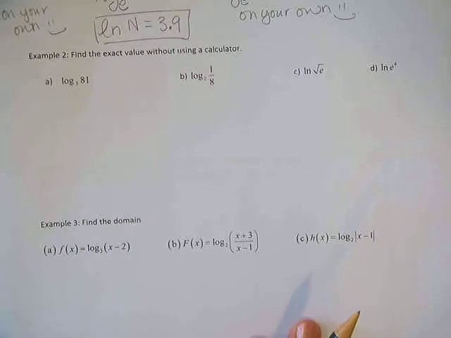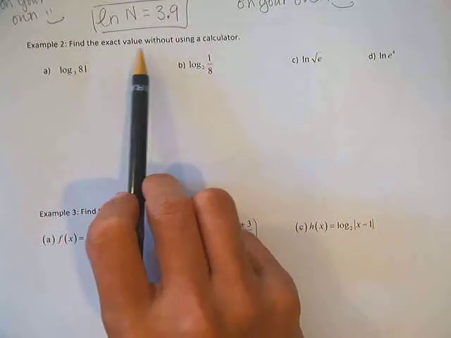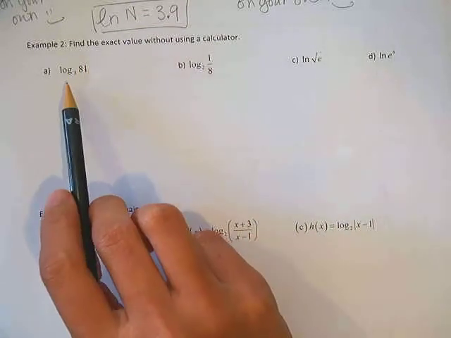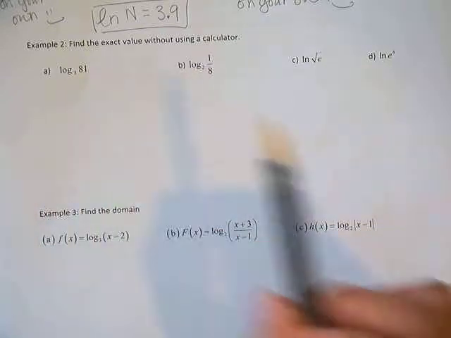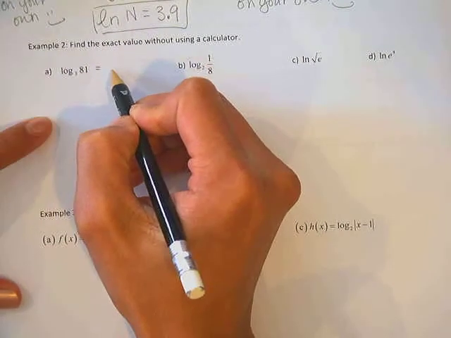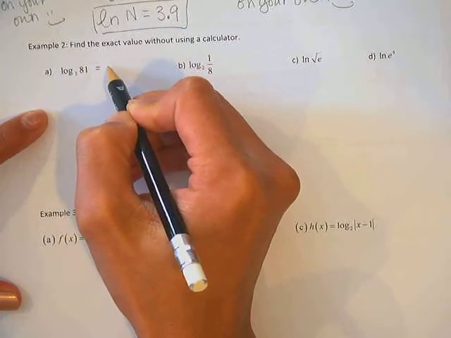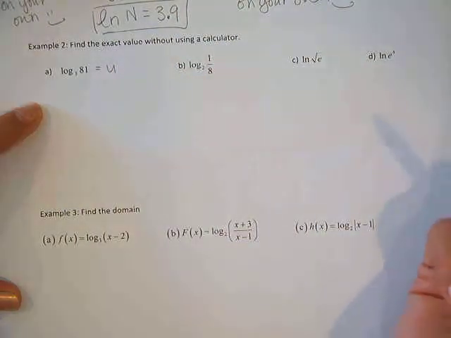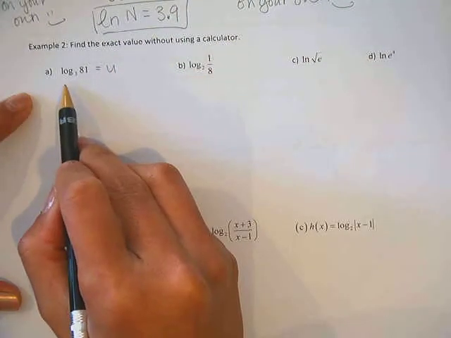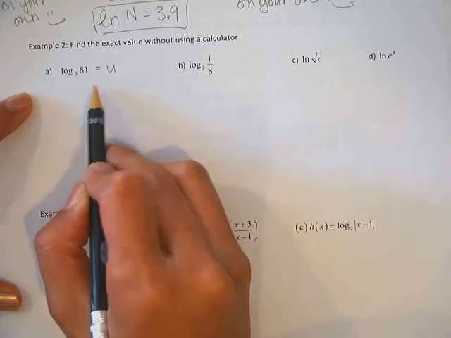All right. So example 2. Here we go. Find the exact value without using a calculator. So log base 3 of 81. Currently I don't know what it is. I'm going to let log base 3 of 81 equal u. So anytime you have a log expression or a log equation, you can rewrite it as exponential.